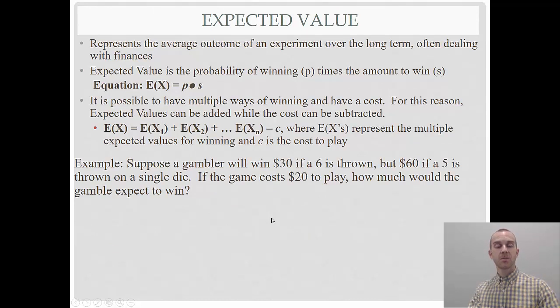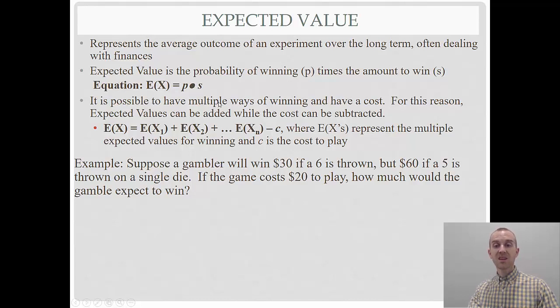All right, one other aspect that's important to recognize is this notion of expected value. Now, expected value represents the weighted average outcome of an experiment over a long term. And then we often use this with gambling and with finances. So to calculate the expected value, we take the probability of winning, which we call P, and we multiply it by how much we plan to win, which is S. So we can calculate each expected value using this probability of winning times how much will I win.